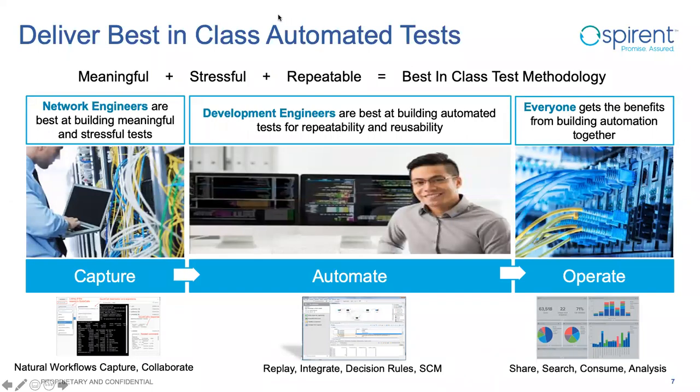And again, everyone benefits from that, right? Because as you execute those meaningful, stressful, repeatable test cases, we get into an operation mode where we can share, consume, and analyze. So the pillars of good automation are creating good automation, having it consumable by a large user base, and then, since that consumption will generate metrics or data, having a capability to do deeper analysis on those executions of that automation.